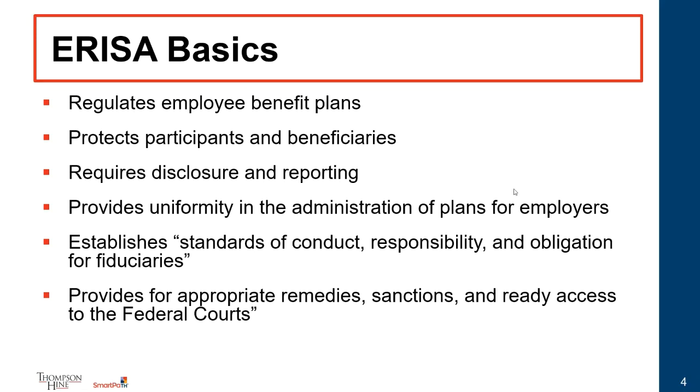It tries to provide uniformity in administration of plans, to make one federal law that governs benefit plans instead of a 50-state patchwork, which you have in other areas, but not here in the employee benefits arena. And most important, it establishes high standards of conduct and obligation for fiduciaries. To enforce that, it provides for almost exclusive jurisdiction with the federal courts. That gives you a background of where all this comes from.